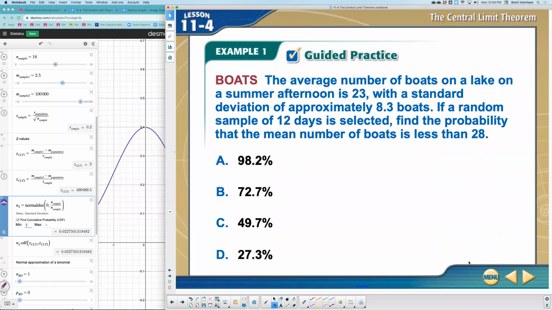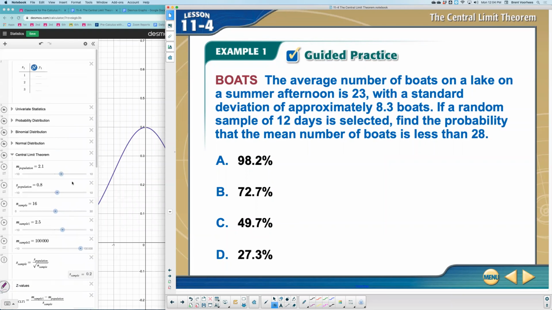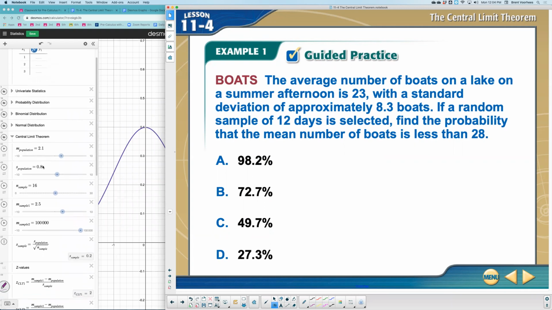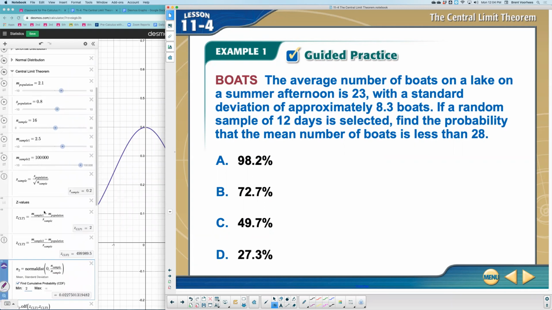All right, with that, I'm going to let you try your first. So again, what I want you to do, so you're not confused, because I know I started with a normal distribution. We're not going to use a normal distribution. We're going to use a central limit theorem. So I want you to use a central limit theorem and plug in the values to see if you can solve for the probability of the mean number of boats being less than 28. Pause the video if you need more time.